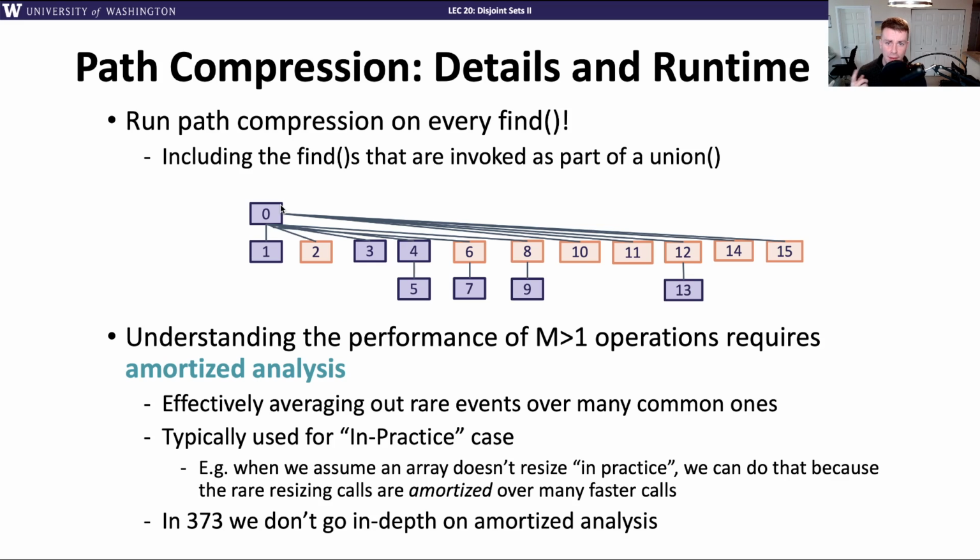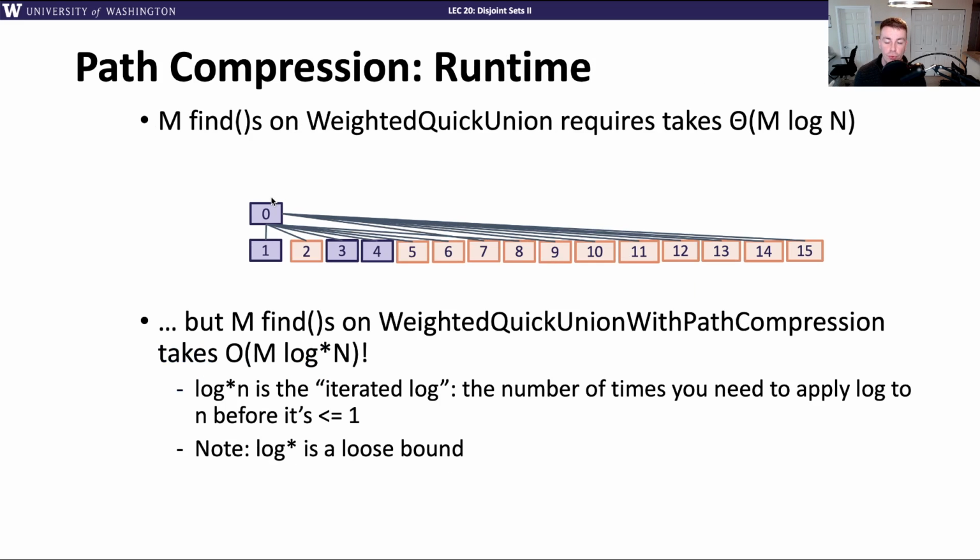So now that we have that, let's talk a little bit about what this runtime is. When we talk about amortized analysis, we normally talk about the runtime over something like M distinct calls. For example, if we had this weighted quick union without path compression, and we called find M times, then the runtime would be something like theta of M log N. The reason is we have a log N operation: in the worst case with weighted quick union, you have to go up a tree of height log N, and we're doing it M times. So we have this M log N runtime.